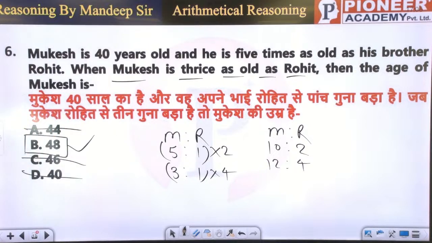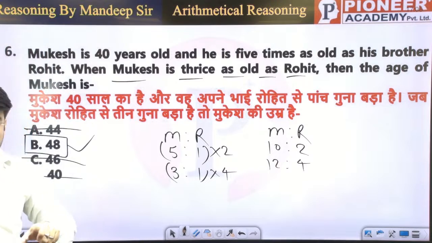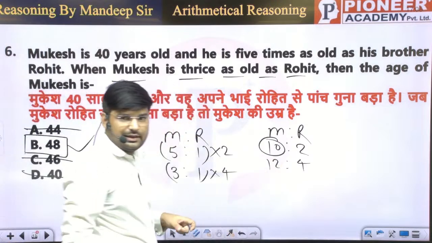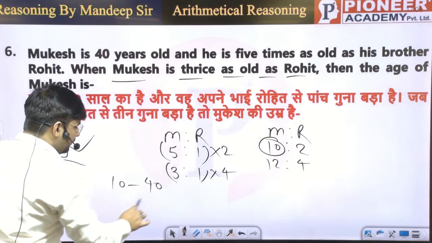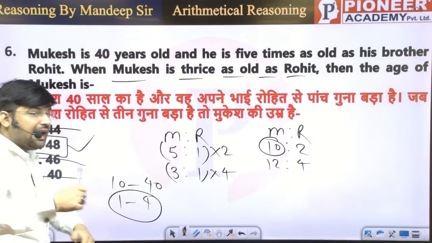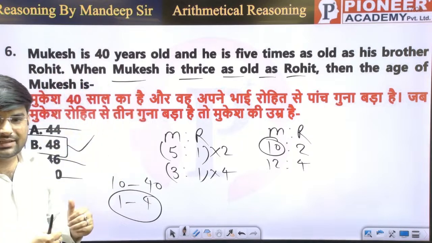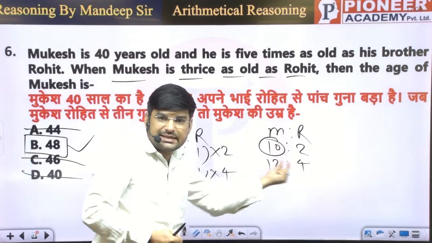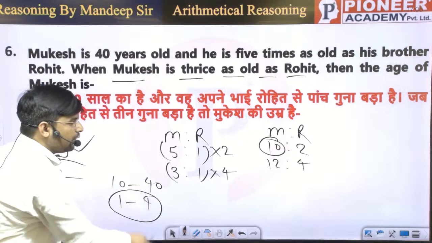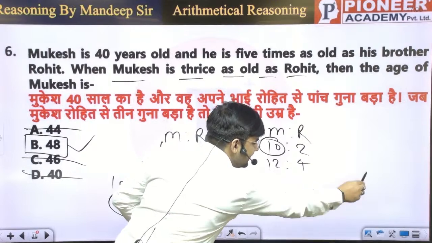Clear? In the question, Mukesh is 40 years old when he is 5 times his brother. We got 10 equal to 40, so 1 equal to 4. We have to find the age of Mukesh when he is 3 times his brother. So Mukesh's brother's age is 12 when he is 3 times, so 1 equal to 4, then 12 equal to 4 into 12, 48.